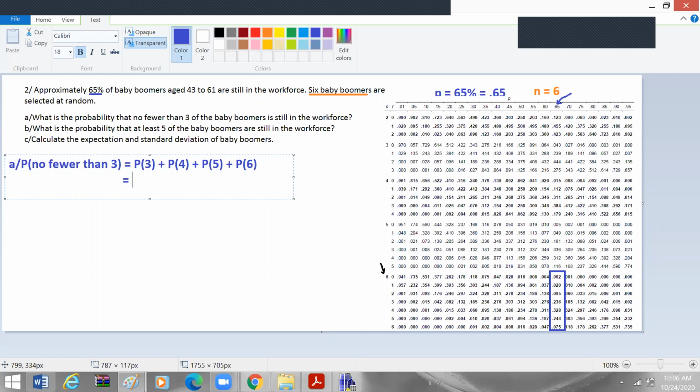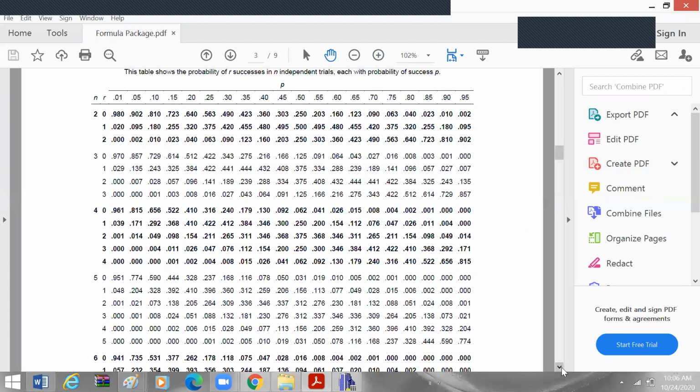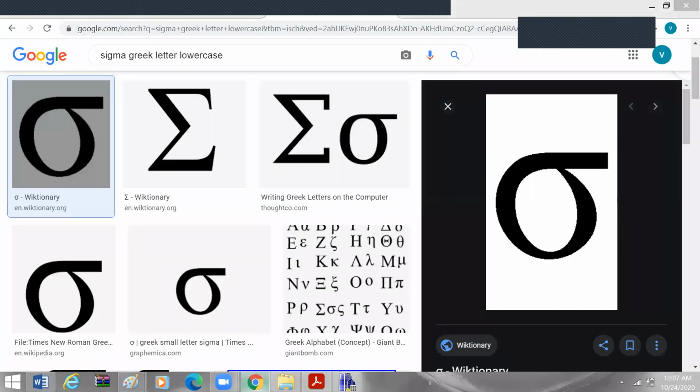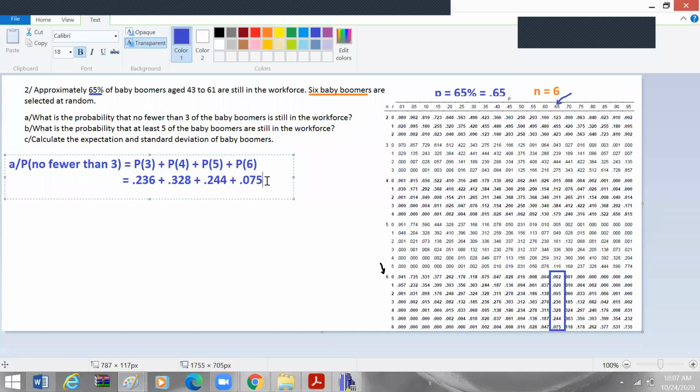And then we're going to just add the P of 3, which is 0.236, correct? 0.236, plus the P of 4, which is 0.328, plus the P of 5, which is 0.244, and the P of 6, which is 0.075. Are we good? Yeah, that one is the last one. If you can read the chart, I believe it's a little better now, so we go down there to 0.65. Just read those 4 numbers and add them up. No fewer than 3 means it should be 3 or more. So in this case, I'm going to add them up.